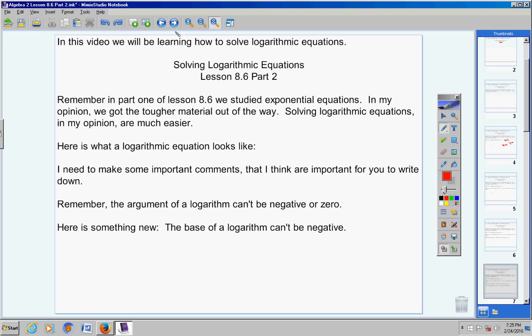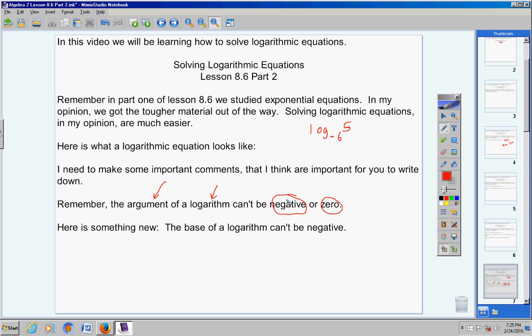Here they are. Number 1, don't forget the argument of a logarithm cannot be negative or 0. Please don't forget that. The argument of a logarithm cannot be negative or 0. And here's a new property I've never mentioned before. The base of a logarithm cannot be negative. The base of a logarithm cannot be negative. So if I have this, of 5, that is not possible.